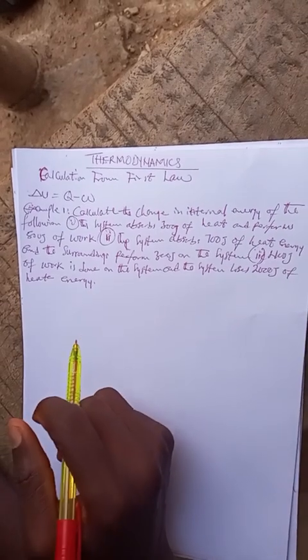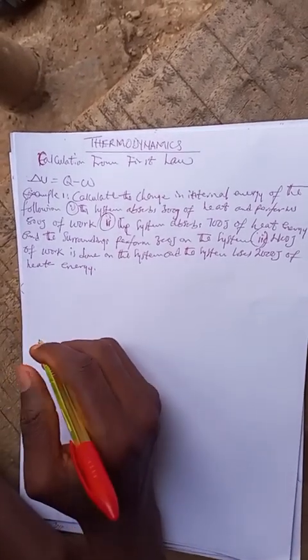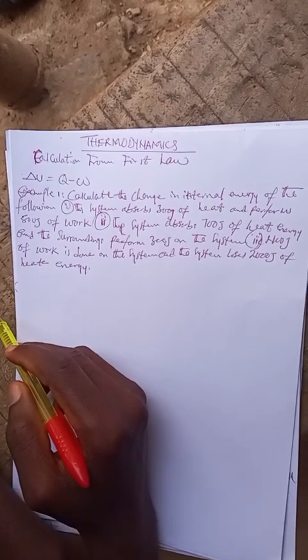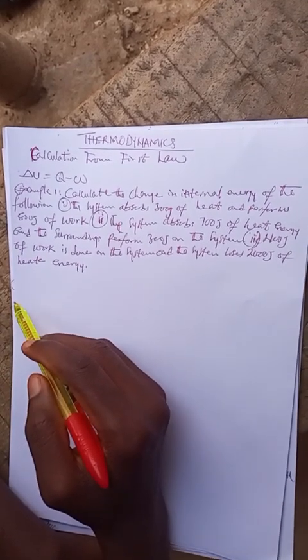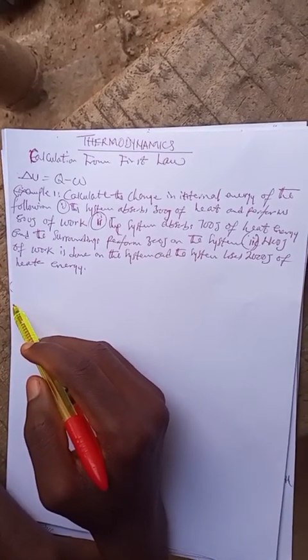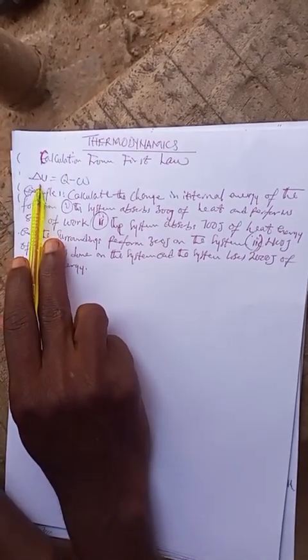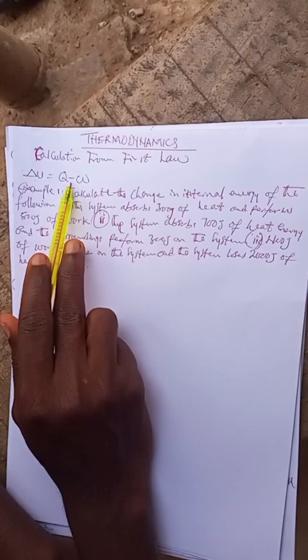Then adiabatic as well. Now, let's calculate from the first law of thermodynamics that says energy can neither be created nor destroyed, but it can be transformed from one form to another. Now look at this. Internal energy change is equal to Q minus W.